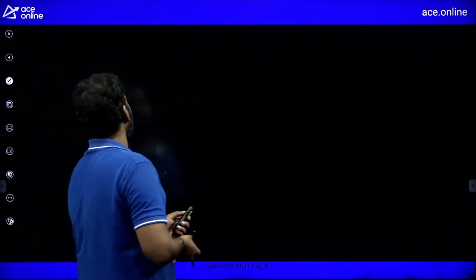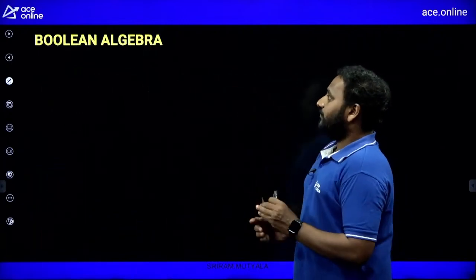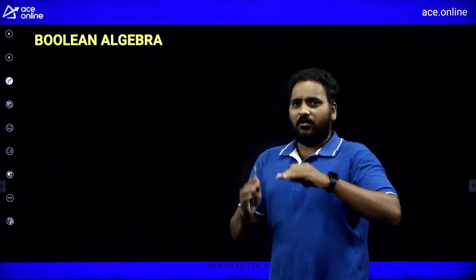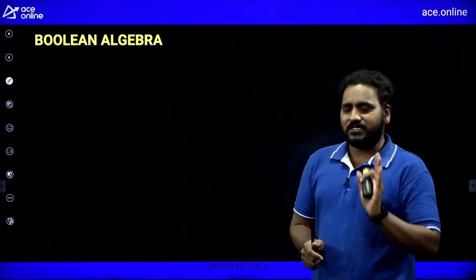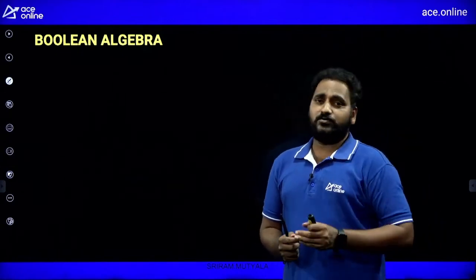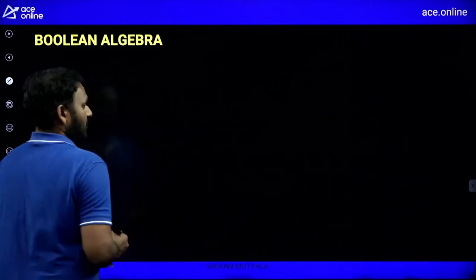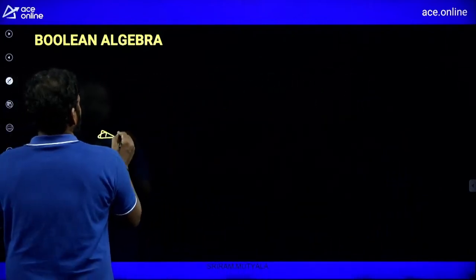Then, Boolean algebra. You need not go for the complete detailed Boolean algebra, all rules and regulations. Just you should know what is commutative law, associative law, distributive law, De Morgan's theorem, that's all. For example, De Morgan's theorem.